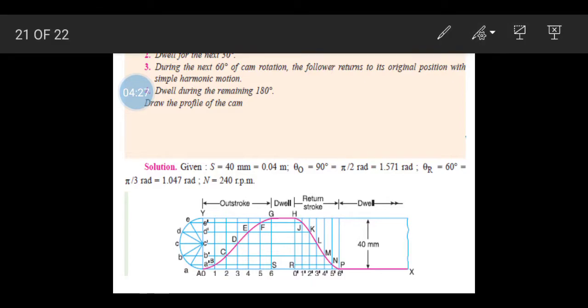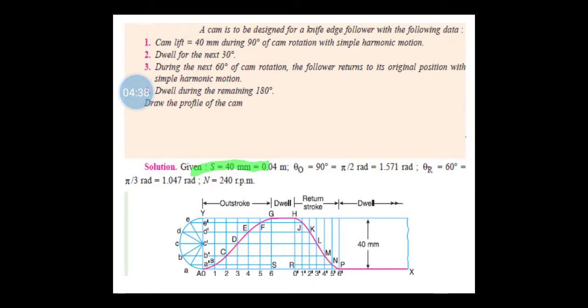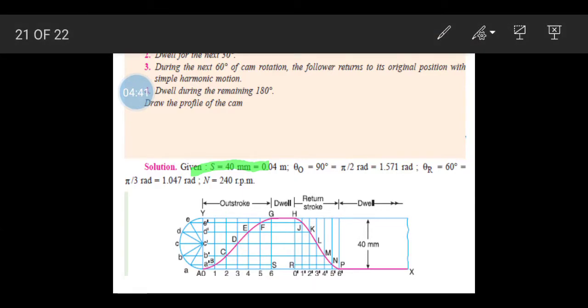Before we proceed, we will first write the given data. S stands for the stroke, that is the distance through which the follower is lifted up. Here it is given as 40 mm, so we convert it into meters, that is 0.04 m, and the outstroke angle is given as 90 degrees, which we represent in radians like this. Return stroke is also given as 60 degrees. The cam rotates at 240 RPM, that is N equals 240.